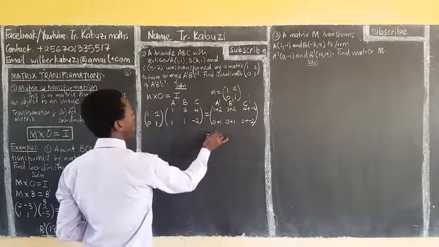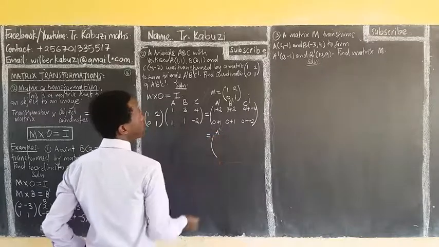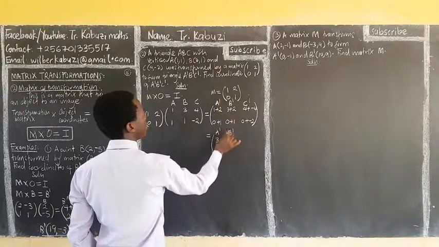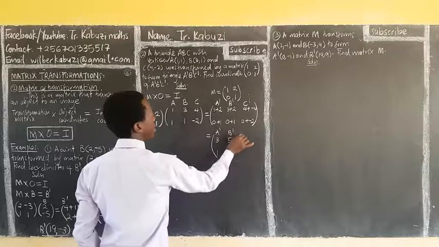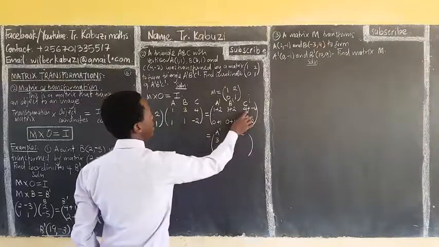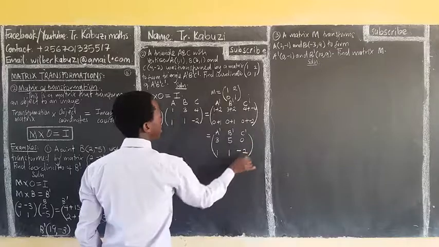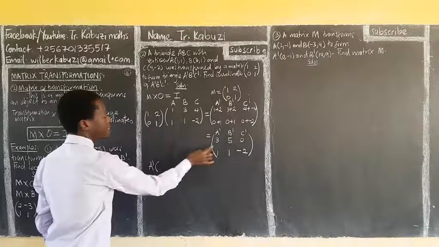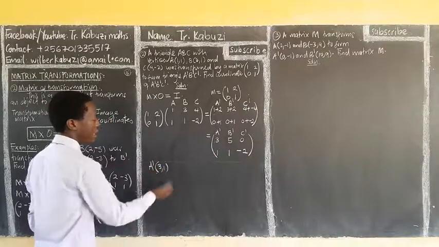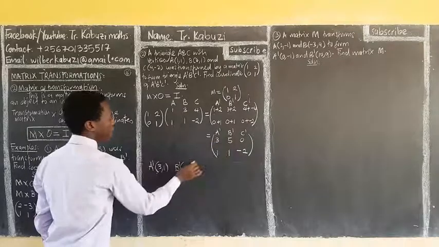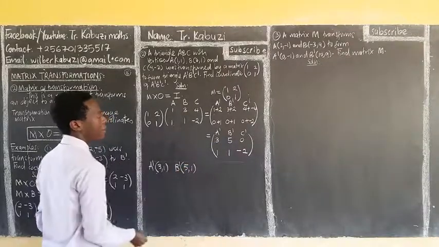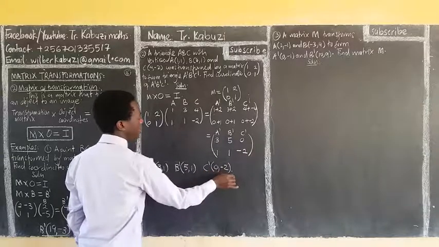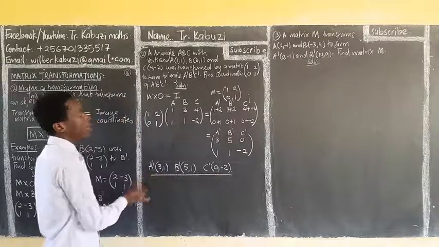So now our images, the coordinates, if you simplify there, A prime is going to be 3 and 1. Then B prime is going to be 5 and 1. Then C prime is going to be 0, then negative 2. So then writing the coordinates, A prime is (3, 2), X then Y. Then my B prime is going to be (5, 1). Then my C prime is going to be (0, -2). So that becomes your answer.